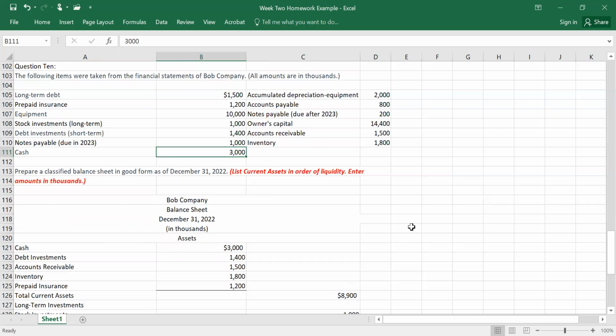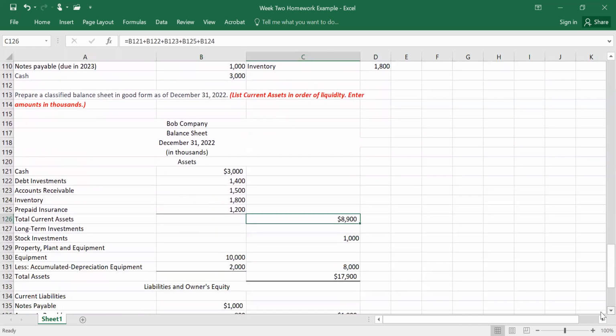And we need to list our current assets in order of liquidity, most liquid first. Debt investments, right here it's telling us it's short term, that's 1,400. We're going to add that next. Next item is going to be accounts receivable, 1,500, that gets added next. Next is inventory, 1,800. Prepaid insurance is the last item, 1,200. If we add these items together, we get $8,900. So that's our total current asset amount.